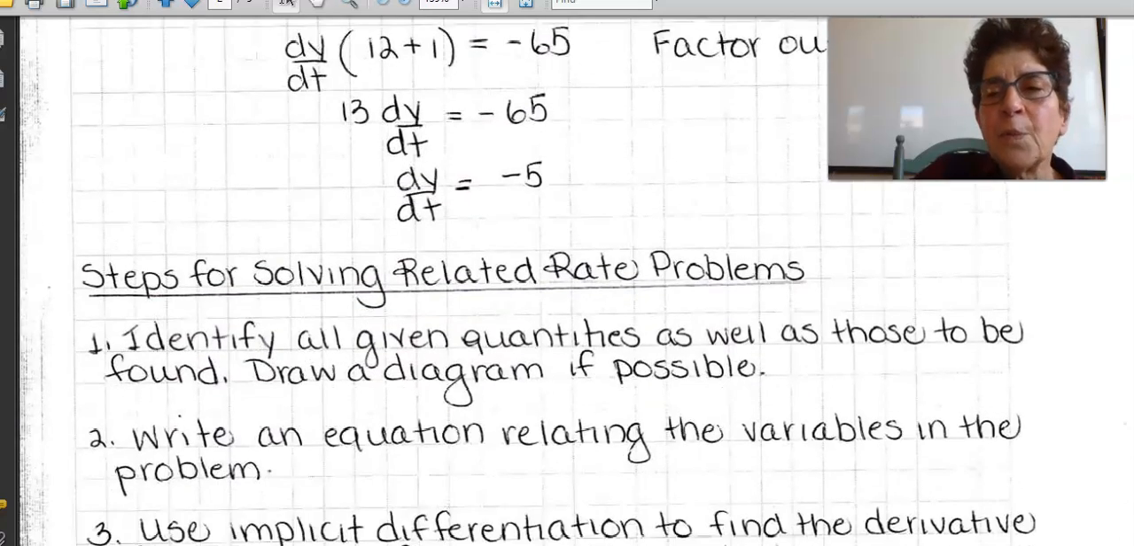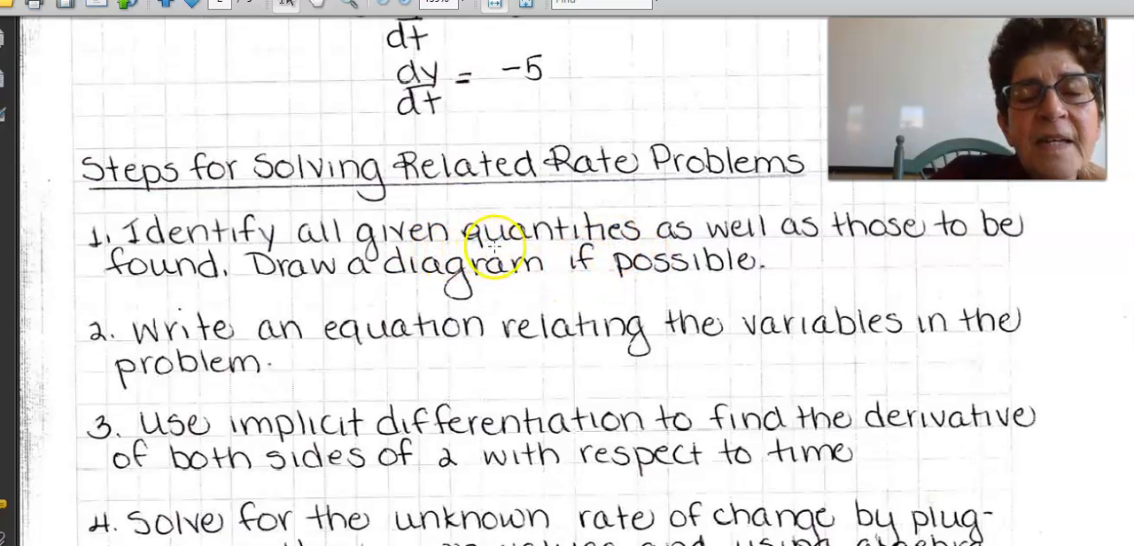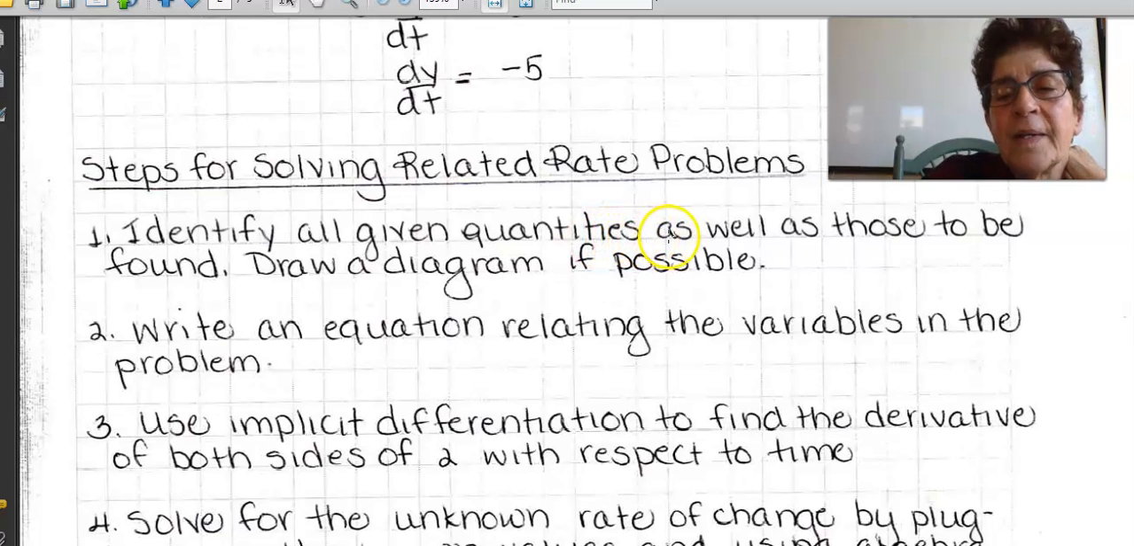In general, if you want to solve a related rate problem, the first step is similar to solving any applied problem, and that's to identify all of your given quantities as well as those that you want to find. The quantity you want to find will probably be in the form of a question, and it's usually somewhere near the bottom of the problem.